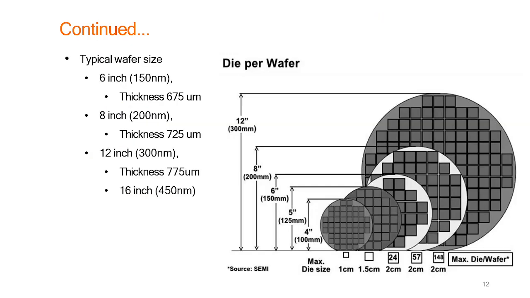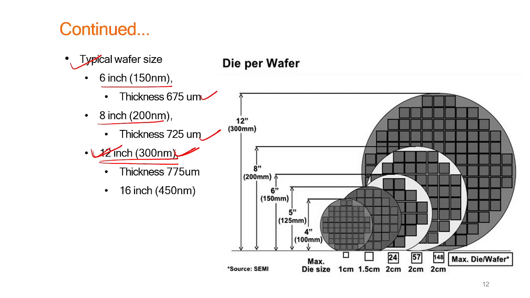See here, a wafer, if you take, typically can be 6 inches or 150 millimeter, 8 inches or 200 millimeter, or 12 inches or 300 millimeter. This is the diameter. As the number of peripherals is increasing day by day, dice are also increasing. So mainly we use the 12 inch, that is 300 millimeter, wafer size.